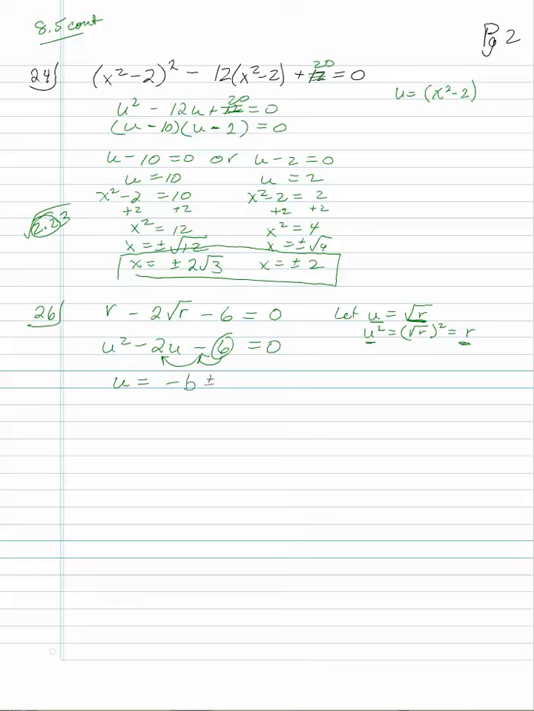Opposite of b plus or minus square root of b squared minus 4ac, over 2a. So let's see, opposite of b plus or minus b squared minus 4ac. So 4 times 1 times 6 is 24. Negative times negative is positive. Over 2a. So u is going to be 2 plus or minus square root of 28 over 2.